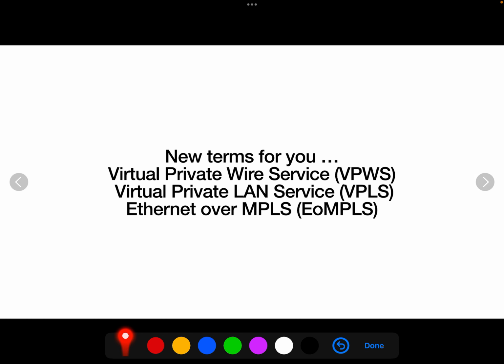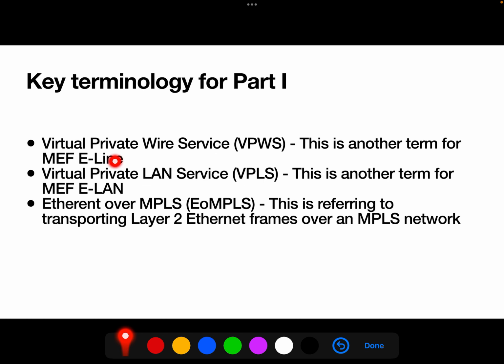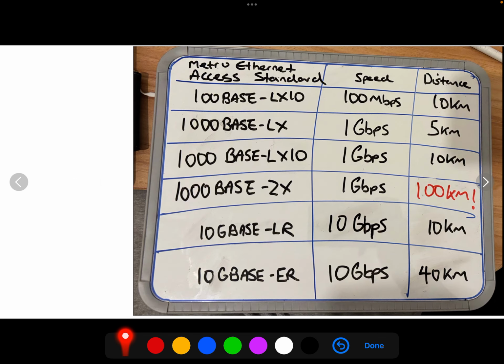VPWS, as I mentioned, is another term for E-Line. VPLS, Virtual Private LAN Service, is another term for E-LAN. EoMPLS, Ethernet over MPLS, refers to transportation of layer 2 Ethernet frames over an MPLS network. Now, here are some standards that I would like you to look at. Here are 6 standards that we should know about.